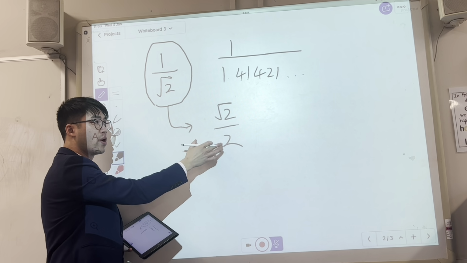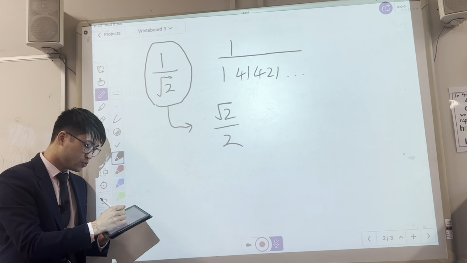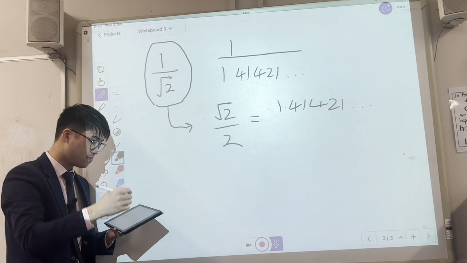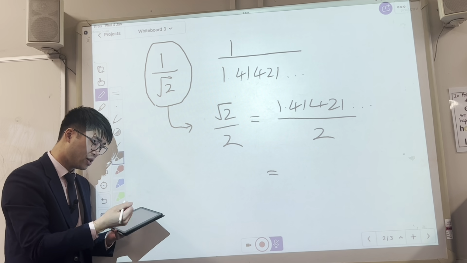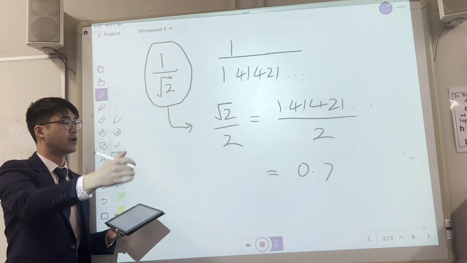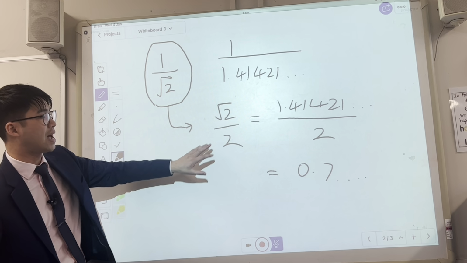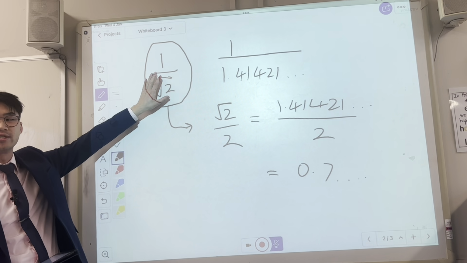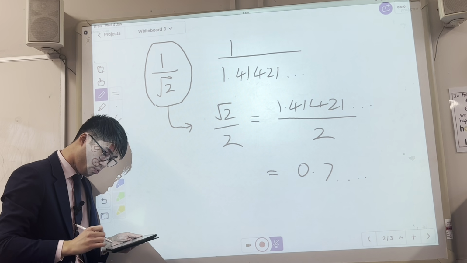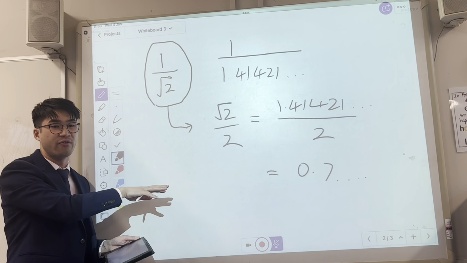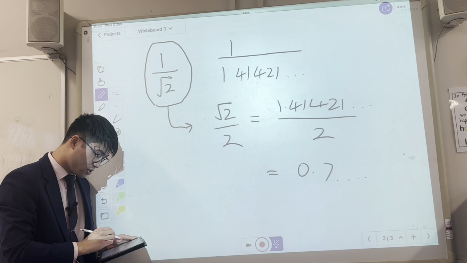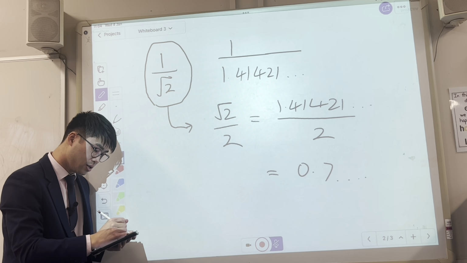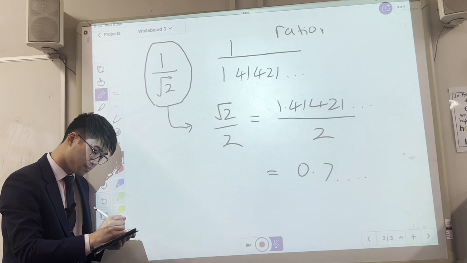Now, this is a lot easier to work out in decimal form, because this is going to be 1.41421, and then forever, divided by 2. This would be 0.7, and so on, right? So we can at least approximate this fraction to be 0.7-ish, but this fraction here is quite hard to do. So we don't want a surd at the bottom of our fraction, in the denominator. So what we want to do is something called rationalizing denominators. This is our title today.